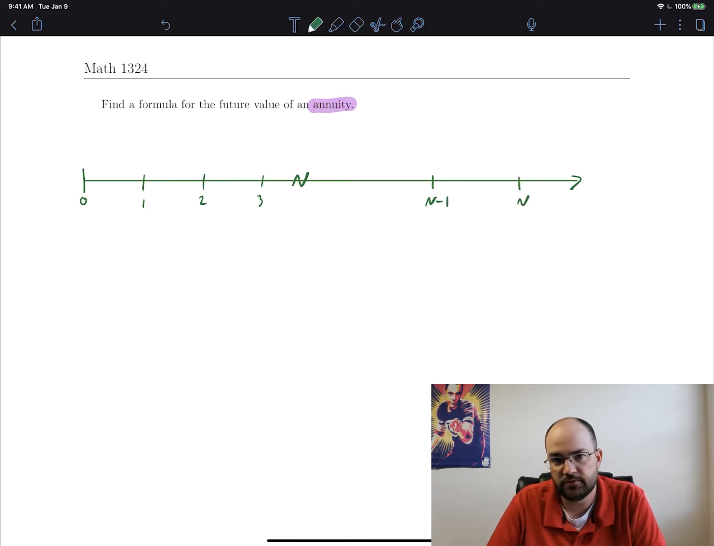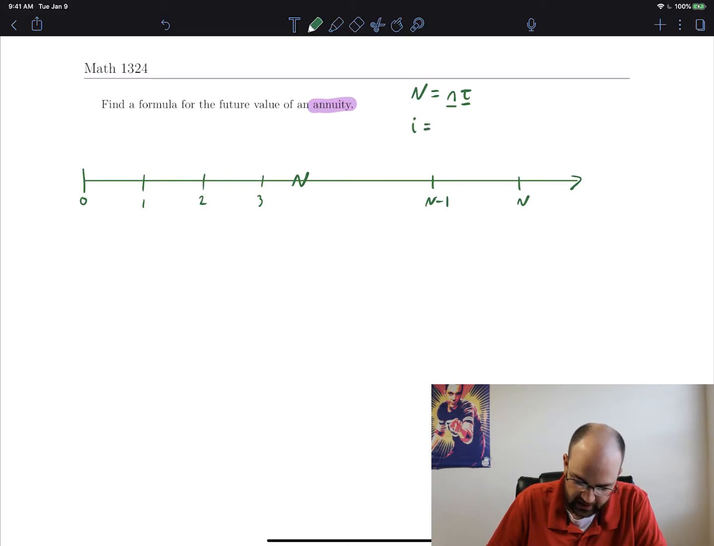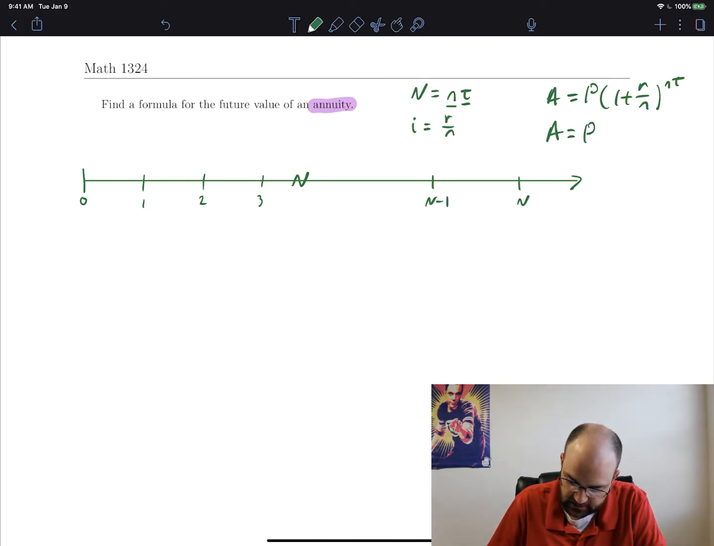So this capital N that I'm using is going to represent the total number of payments. And for us, capital N really does represent little n times t, where little n is the number of compounding events per year, and t is the time in years. And also for us, I'm going to let I represent r over n. Now, if you remember, the formula for the future value using compound interest is this. So if I replace r over n and n times t, that means that the formula that I'm going to be using is P times 1 plus I to the capital N power.